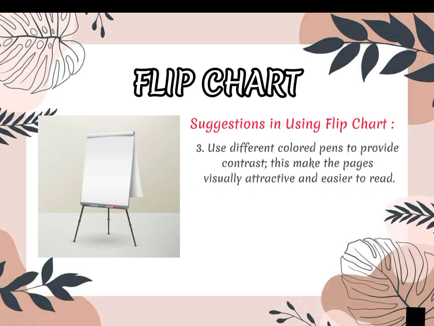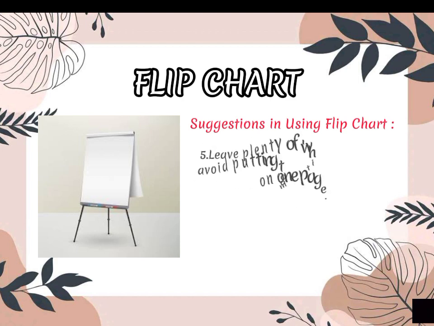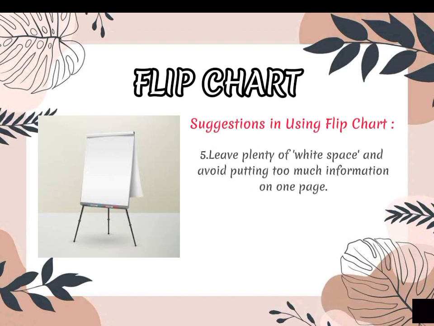Third, use different colored pens to provide contrast. This makes the pages visually attractive and easy to read. Fourth, use headings, boxes, cartoons, and borders to improve the appearance of the page. Fifth, leave plenty of white space and avoid putting too much information on one page. Sixth, use bullets to delineate items on the page.